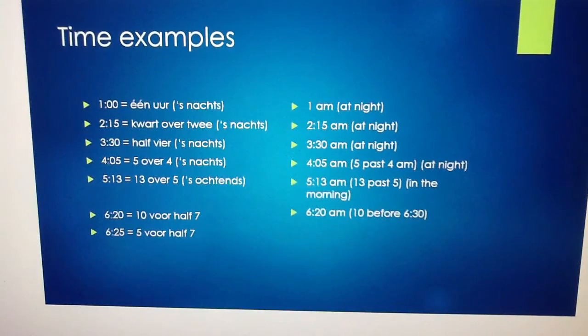When you see 5:13, it is 5:13. It's kind of a break, but you can say at night, 's nachts, or you can say in the morning, 's ochtends, or AM. When you see 6:20 on the clock, it is 6:20 's ochtends. And when you see 6:25, it is 6:25 's ochtends.